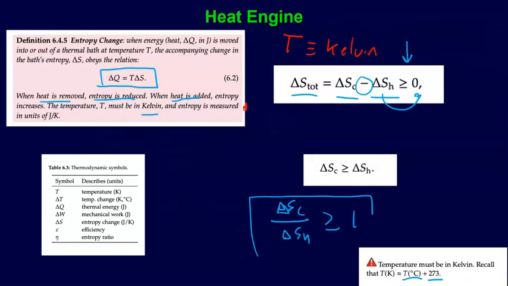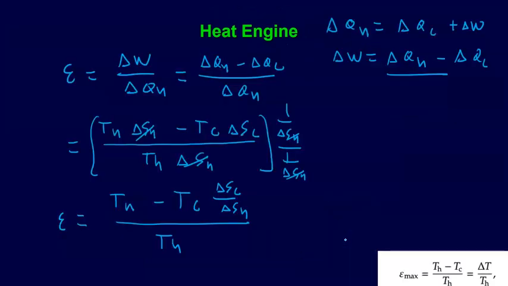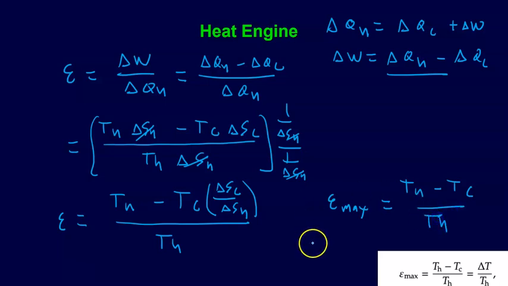And what we just talked about is that this ratio of delta SC over delta SH has to be greater than or equal to 1. And you're going to find out that this efficiency will be its biggest when this ratio is exactly equal to 1. And if you go through and try having it be greater than 1, you can show that it actually gets to be smaller. And so this is, again, our maximum efficiency for a heat engine.